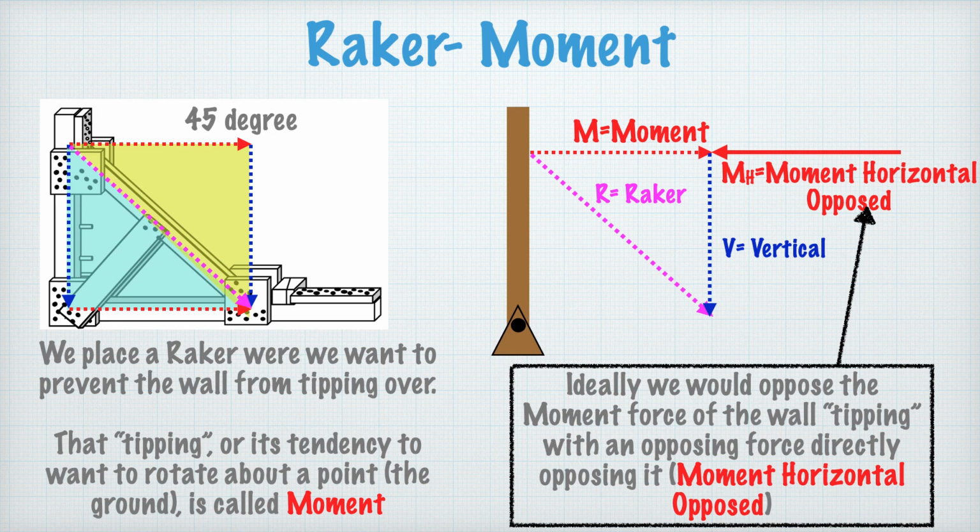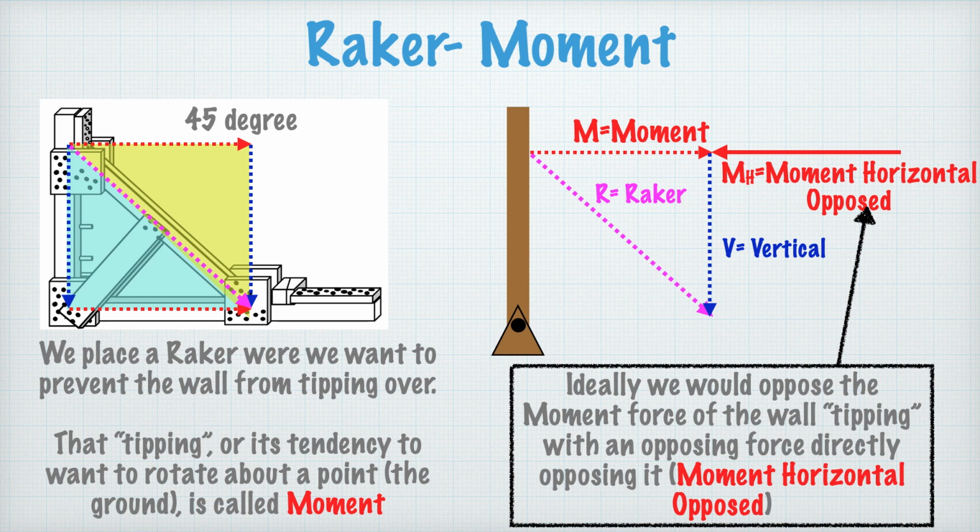You could call it torque, but torque is often thought of in the applications of something that actually rotates about a point. Where with moments, we're typically trying to keep that moment force from moving at all. And so that's the point of a raker, is to keep the wall from moving at all. So we want to think about the tipping of that wall, or the rotation about its connection point to the ground. We want to prevent that moment force from being able to move and create a kinetic energy.